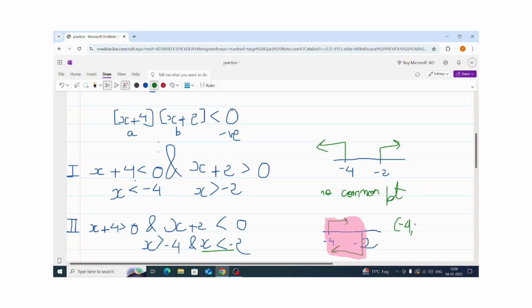Please remember that we won't be using closed brackets here, because minus 4 and minus 2 are not included. There's no equal to sign here. Once there is an equal to sign, that means that minus 4 and minus 2 are also included, but here minus 4 and minus 2 are not included. All the terms in between them are included. All the terms from here to here are included except this minus 2 and minus 4. All right, I hope this is clear to you.